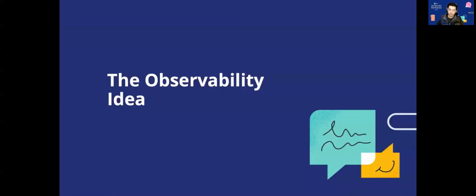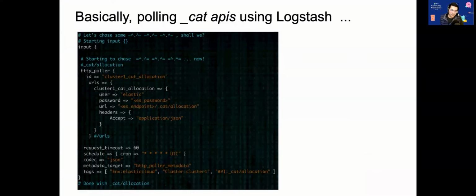Then it dawned on me, the observability idea. Well, the cat APIs and the cluster APIs are nothing but REST APIs. And I suddenly remembered an Elastic blog article about the HTTP poller input in Logstash. And voila, there you have it. Basically, the idea is polling cat APIs using Logstash.